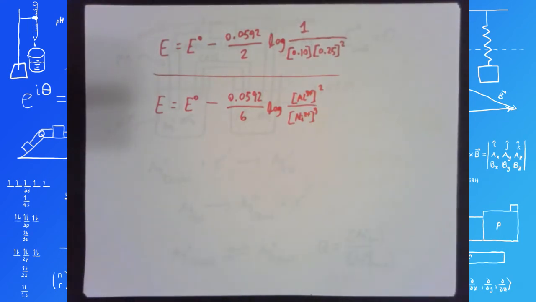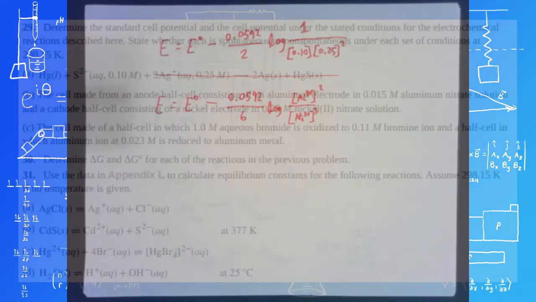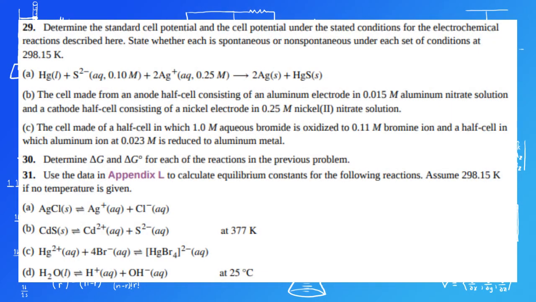Okay, and from those two examples, I believe you now know enough to handle the rest on your own. 30, determine delta G and delta G standard for each of the reactions in the previous problem. So once you've got your E values, just multiply them by negative NF. Nothing too hard there.